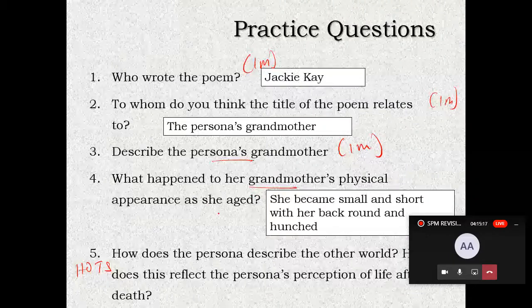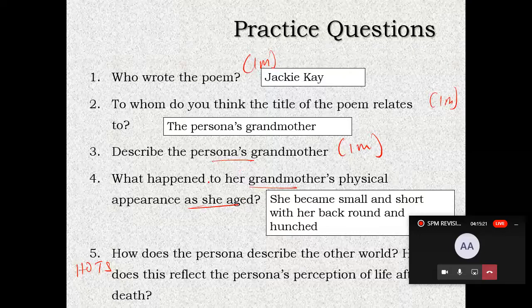What happened to her grandmother's physical appearance as she aged? Sometimes they'll ask you this question. So she became small and short with her back round and hunched. All this you can get directly from the poem because it states it.